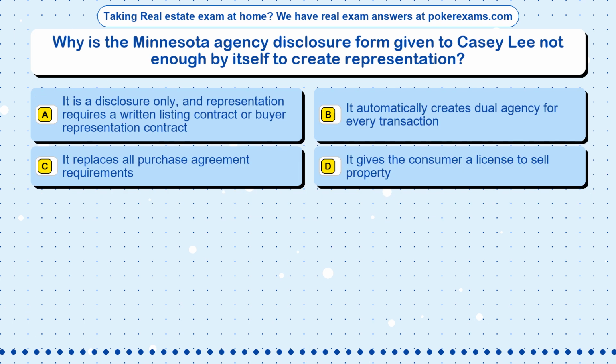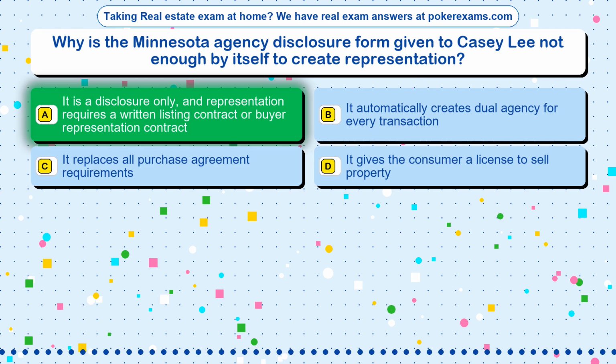Question 17. Why is the Minnesota agency disclosure form given to Casey Lee not enough by itself to create representation? Option A. It is a disclosure only, and representation requires a written listing contract or buyer representation contract. Option B. It automatically creates dual agency for every transaction. Option C. It replaces all purchase agreement requirements. Option D. It gives the consumer a license to sell property.